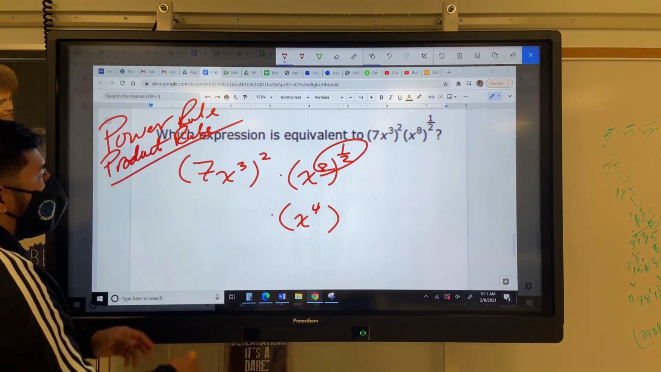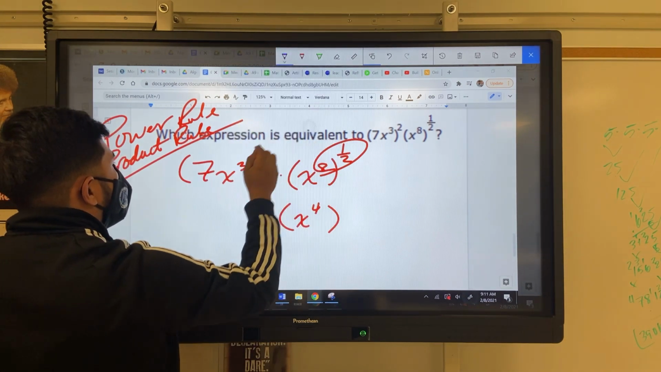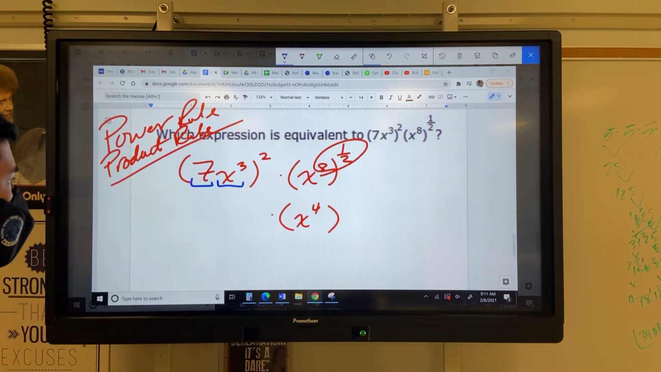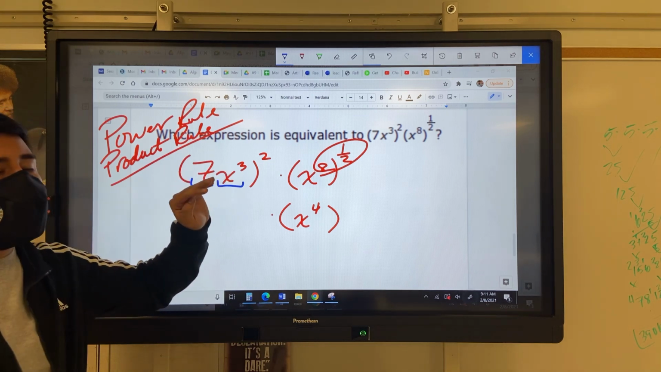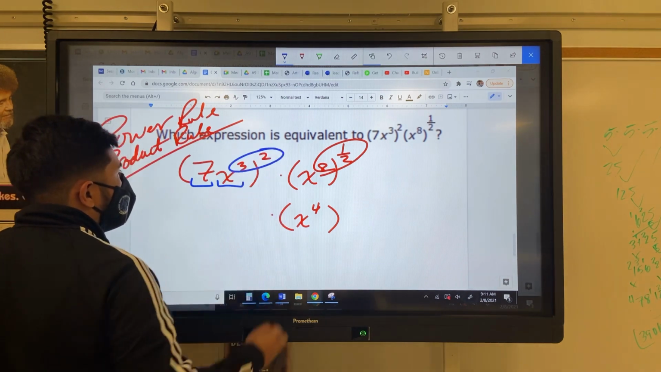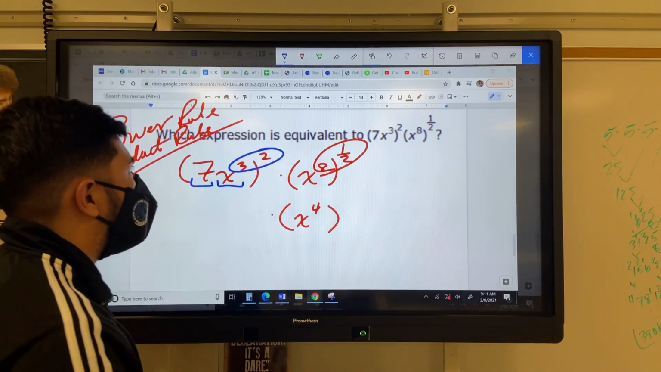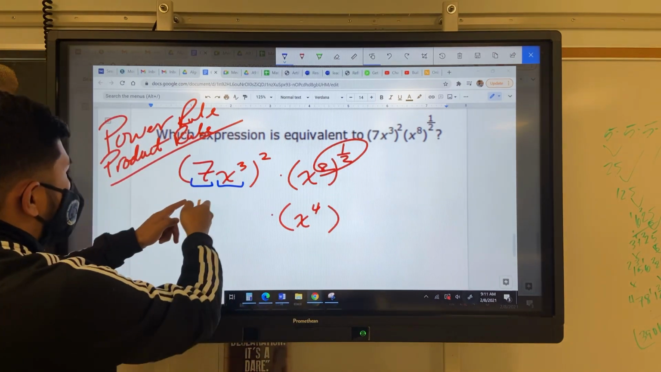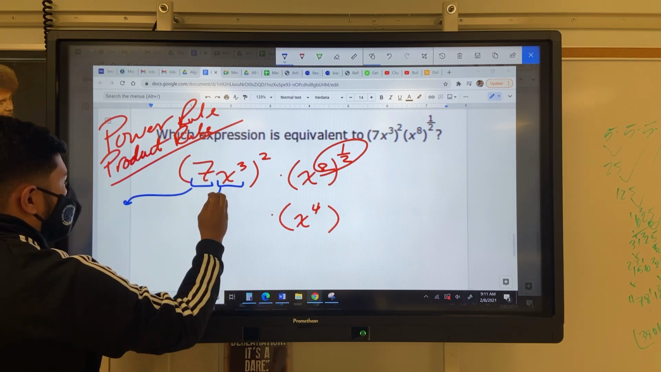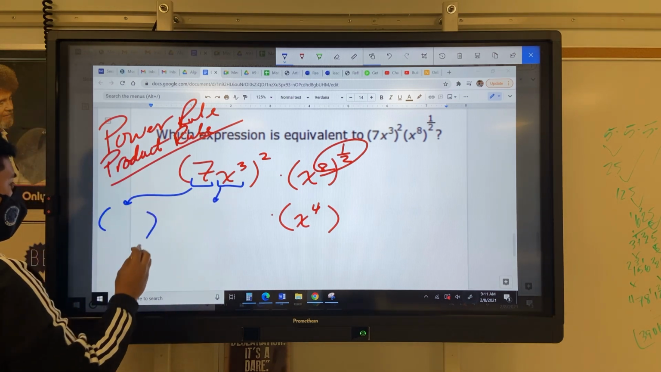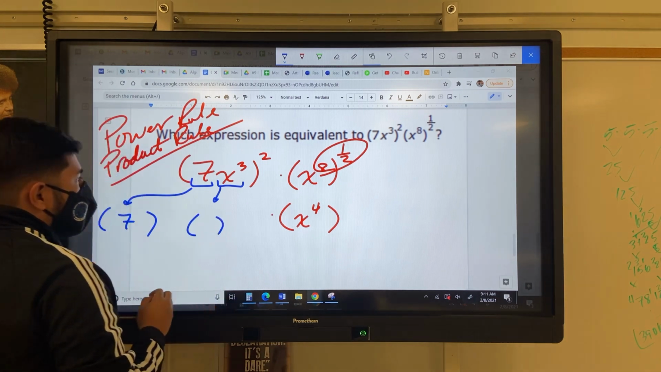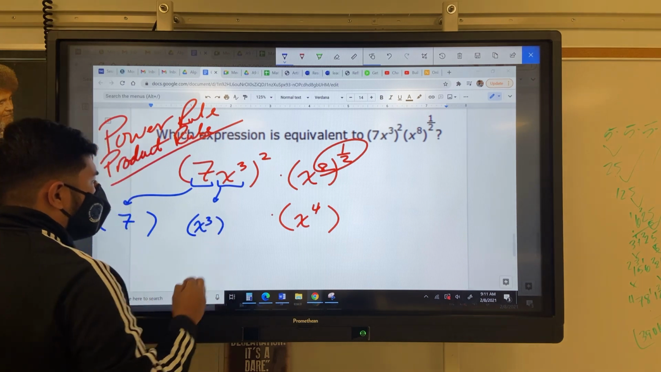Next, doing this part. There are two pieces inside this parentheses. I have a coefficient and I have a variable with an exponent. You are right if you say, I know I need to multiply these. Perfect. But before we do that, because I need to have two parts, I need to split them up. It's from the first video last week. Put the 7 in here. Put the x to the 3 in here.